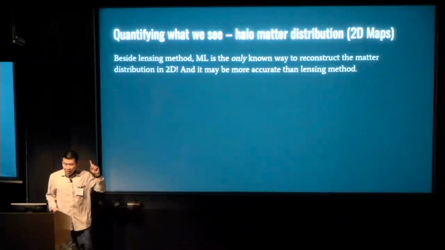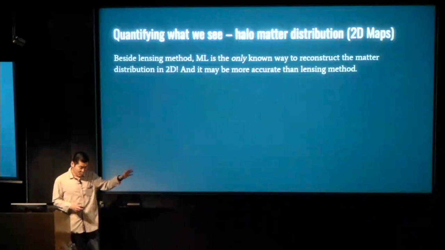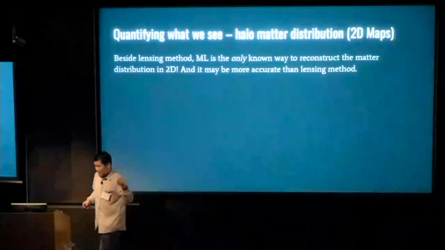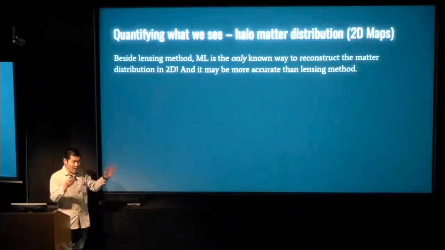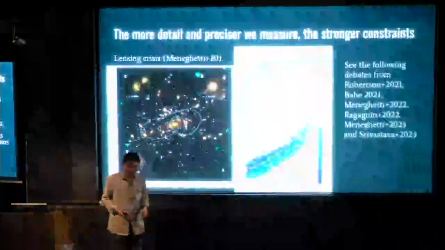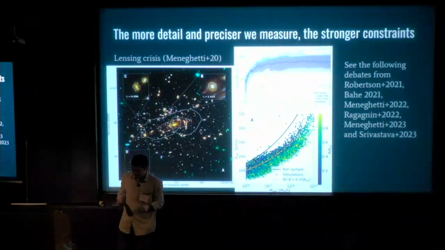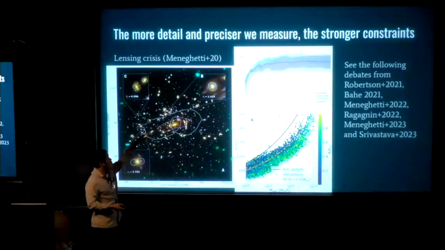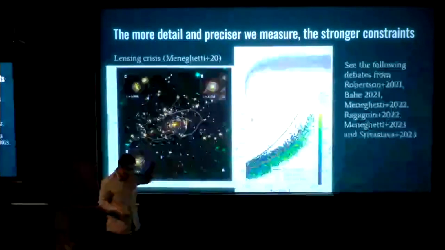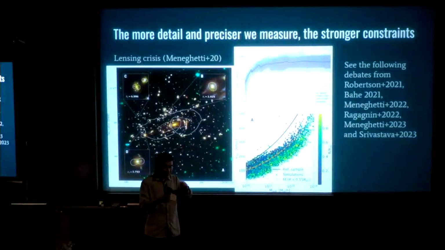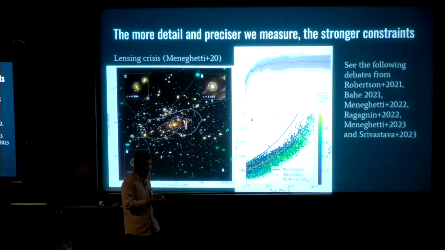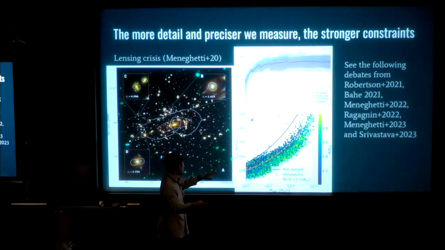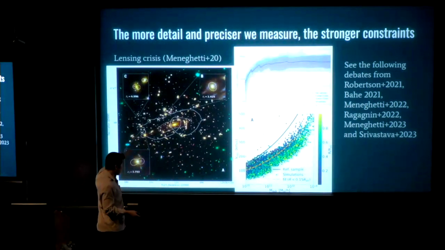But go even further to 2D maps, and I think only lensing, to my knowledge, and machine learning can do that. But why do we want to do that? You heard Paul talking about a lot of crises in small structures. I would say that if we want to spot any difference or contradiction to the lambda CDM model, this is one example where you have to look into more detail and more precisely.